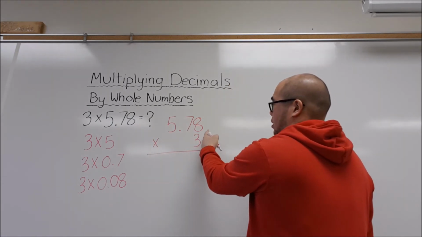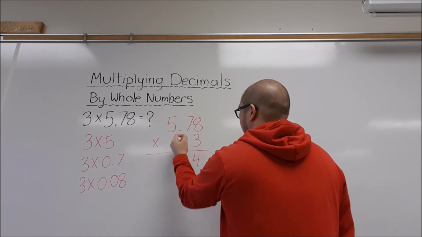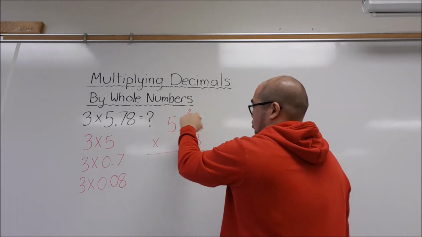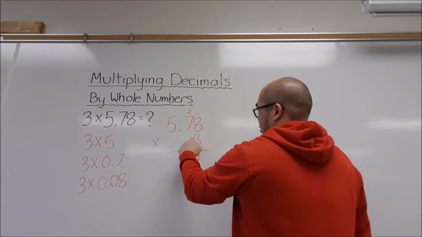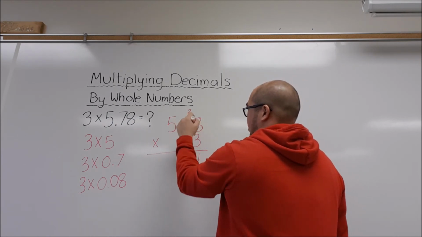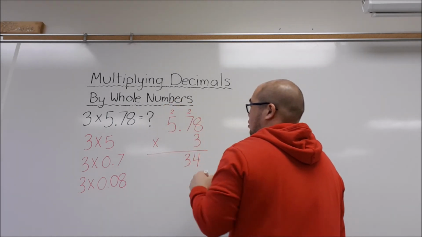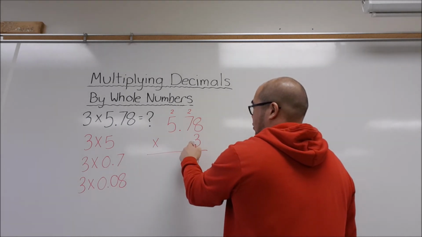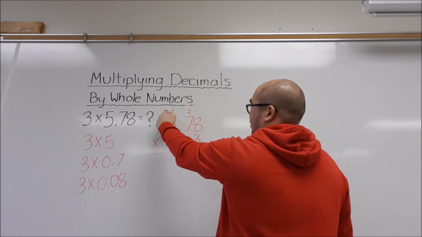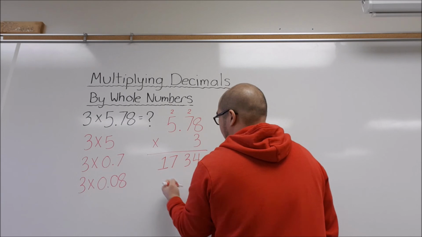So first I'm going to go 3 times 8. That's going to give me 24. I've got to put the 4 down here, but I'm going to put the 5 and carry that over because that's what I've got to do when I multiply the 7 and the 3. 3 times 7 is going to give me 21. I've got to add the 2 to the 1, which gives me 3 down here, and I've got to carry over the 2 to the next one. Then we're going to go 3 times 5, which gives me 15. 5 plus 2 gives me 7, and then I put the 1 right over there.